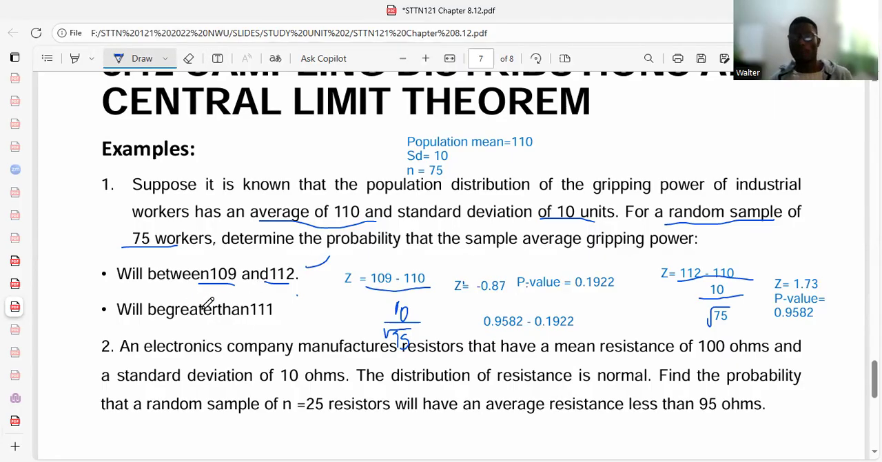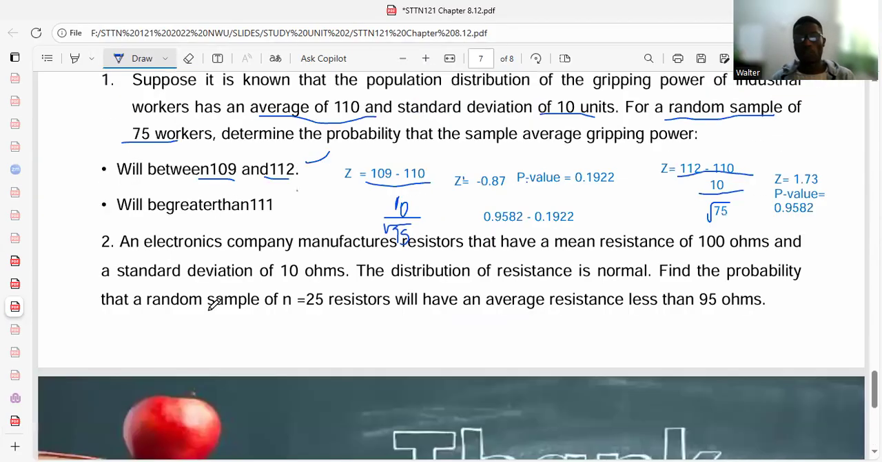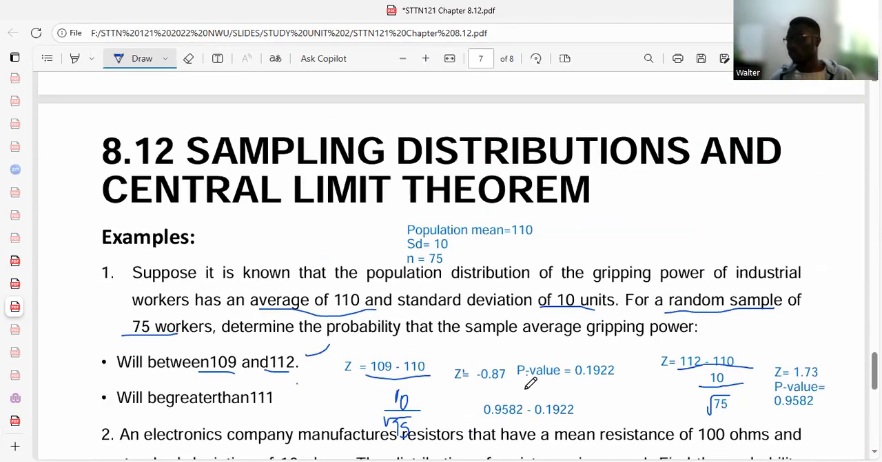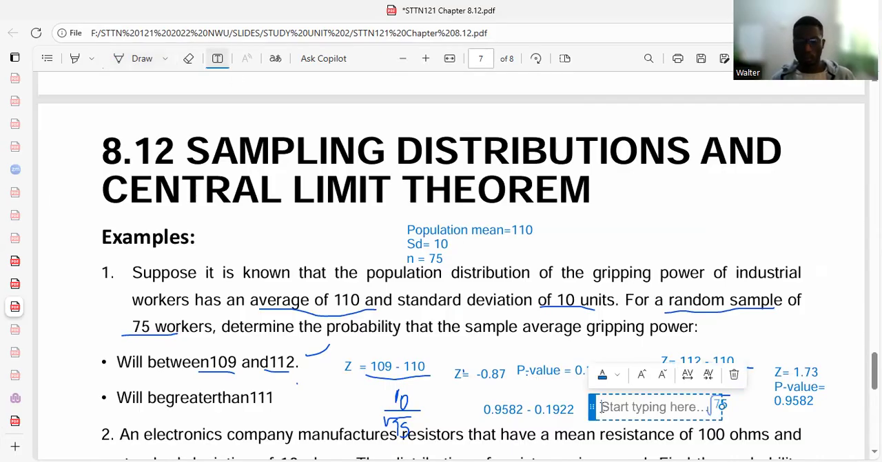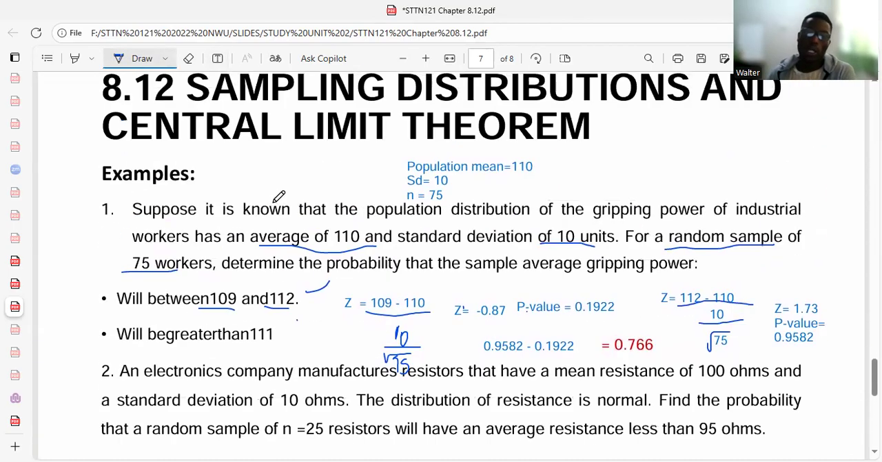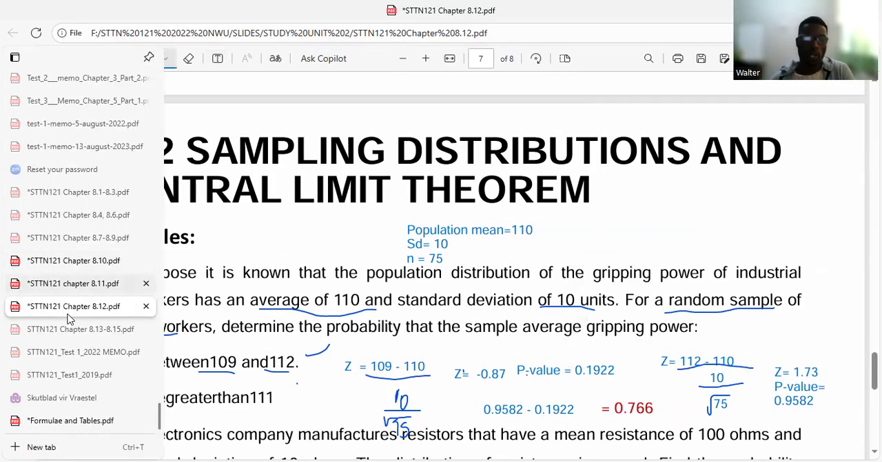The one with greater than: we know that for greater than, you use 1 minus the probability after getting the probability on the table. I think I gave you the answer for this one, 0.766 on my calculator. We can also write it down here, equal to 0.766. Okay, I think that was the end of 8.12.